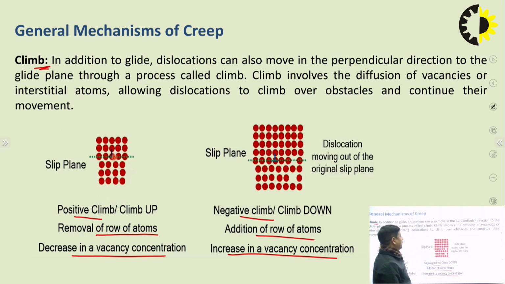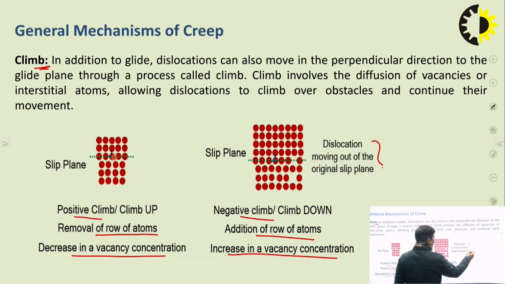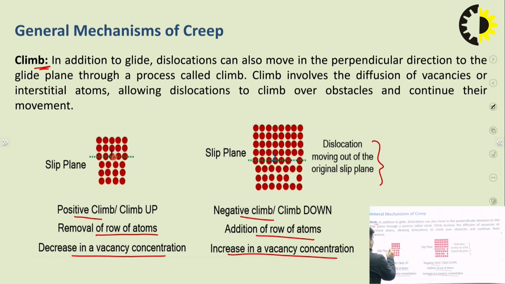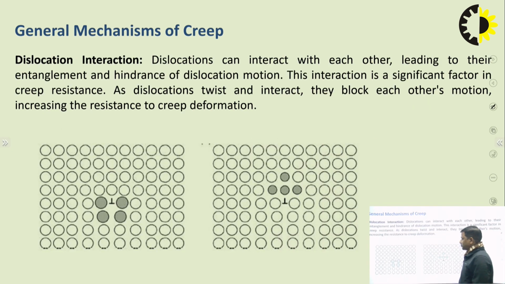concentration will happen here. So dislocation is moving out of the original slip plane, and here you can see this is dislocation. This is a plane where we are either shifting this slip plane up or down. So climbing means you can go either up or down.